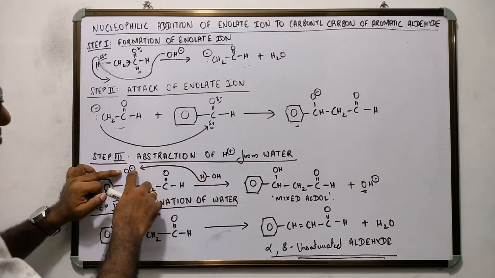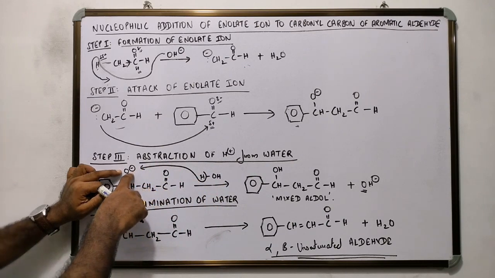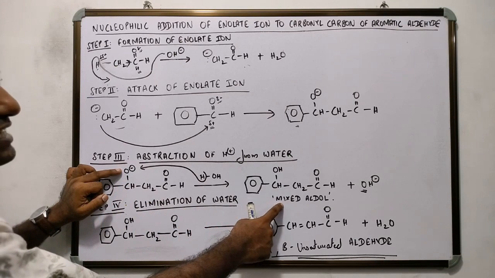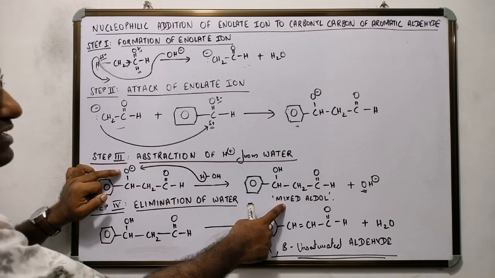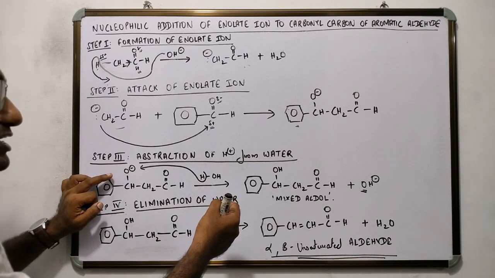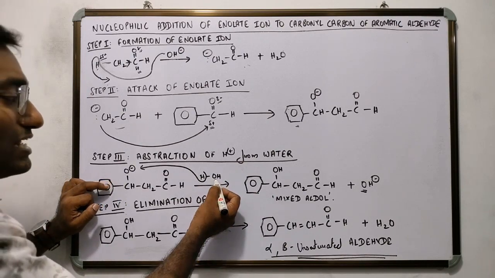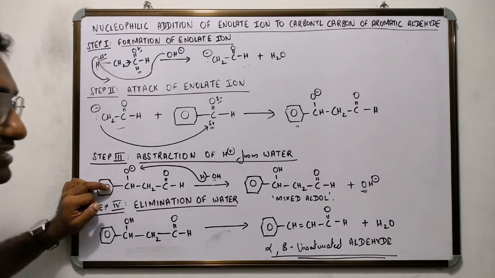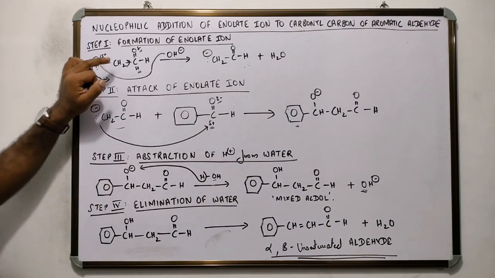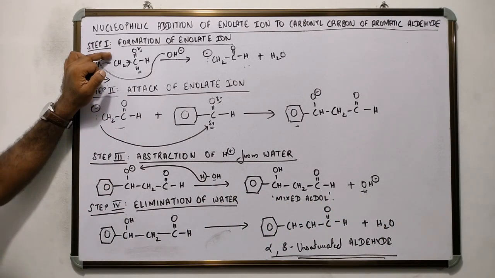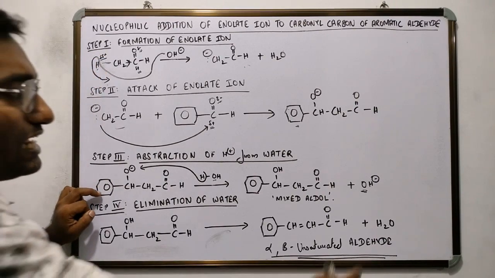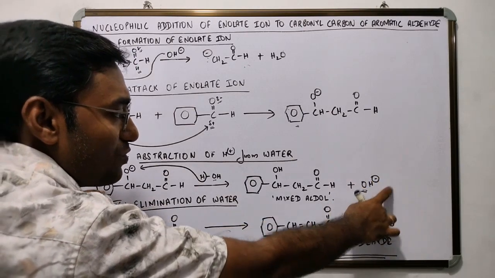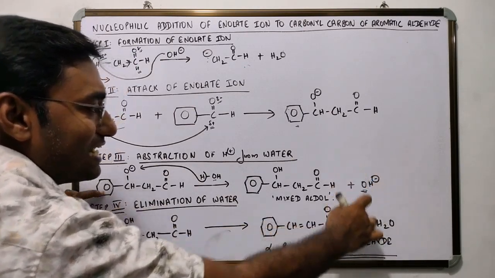The dissociated H plus now goes and combines with the oxygen here, resulting in the formation of a mixed aldol. It is very pivotal here to note that OH minus is retained back now in this step. The OH minus that was consumed in step number 1 is retained in step number 3, therefore reinforcing the role of OH minus as a catalyst.